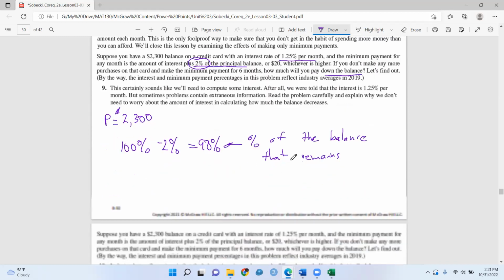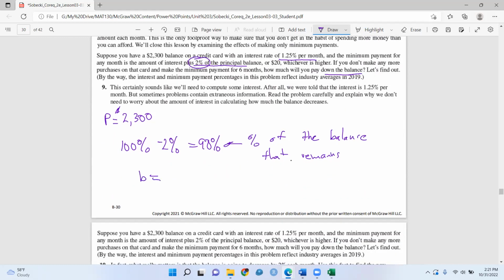And if you recall, that was the decay factor, which was B. The principal here is the A, the initial value. And we've got a nice little formula now to calculate: 2,300 times 0.98 to the X power, where X is going to be in months this time instead of years, because we're paying this amount per month, that 2%. So we can see how much remains in the account after 6 months simply by putting a 6 in here.